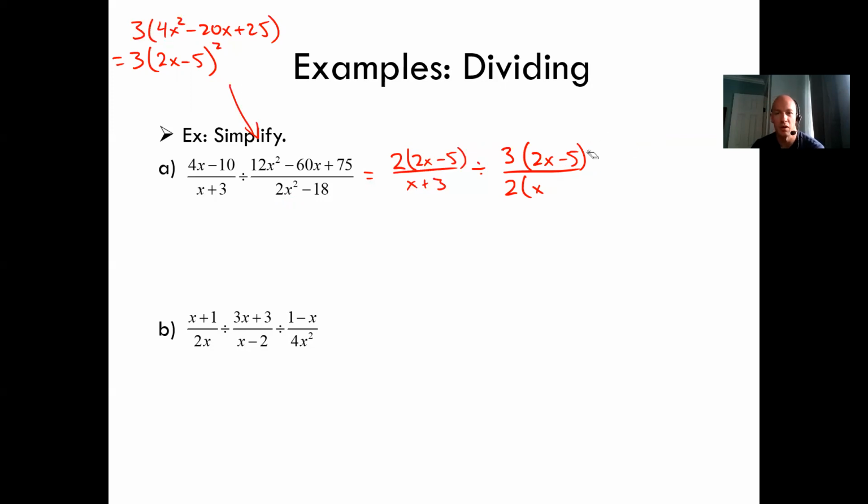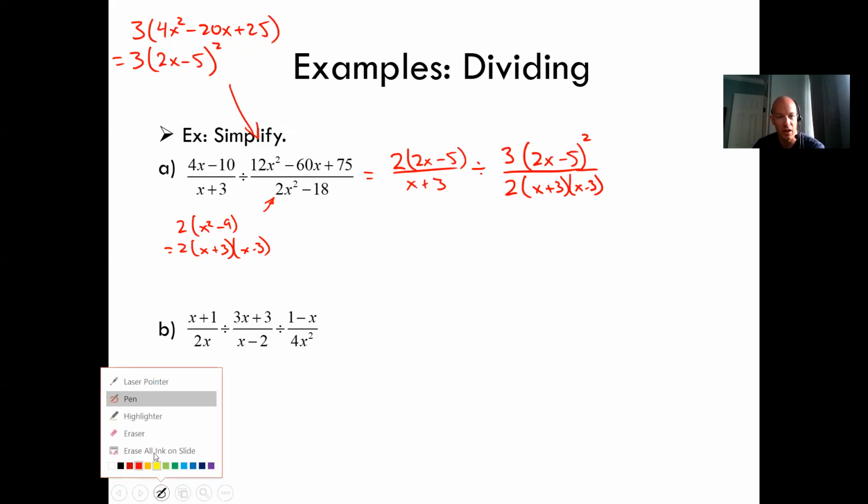I'm going to leave the exponent up there because if I were doing this, I would do it that way. But this guy here, I'm going to write as x plus 3, x minus 3, because it was a difference of squares. This was x squared minus 9, so that's x plus 3 and x minus 3.